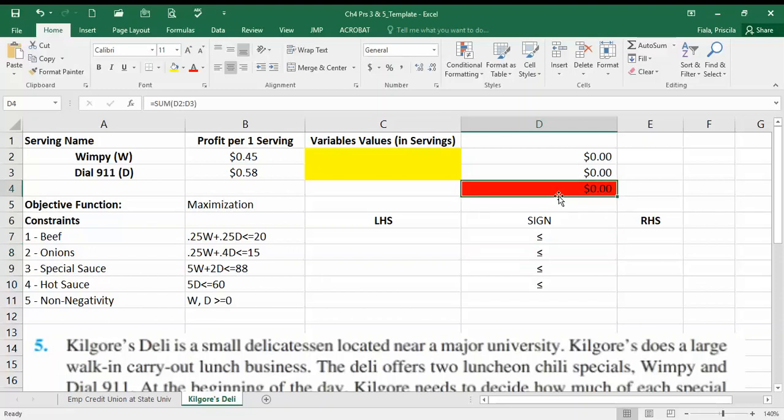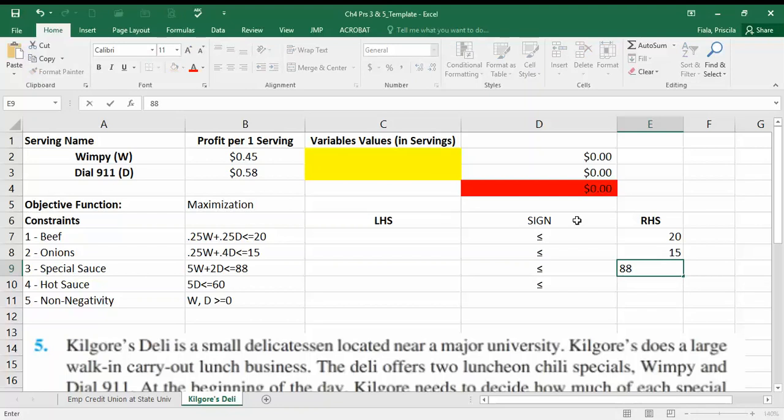So first, we have defined the formula for our Solver for optimal value. Now we're going to go to the constraints. We have the left-hand side, which is before the sign, and then we have the right-hand side. The right-hand side does not modify. This is the maximum you can do. So right here we have 20, correct? No more than 20, no more than 15, no more than 88, and no more than 60, correct? 15, 20, 15, 88, 60. So I repeat it over here.